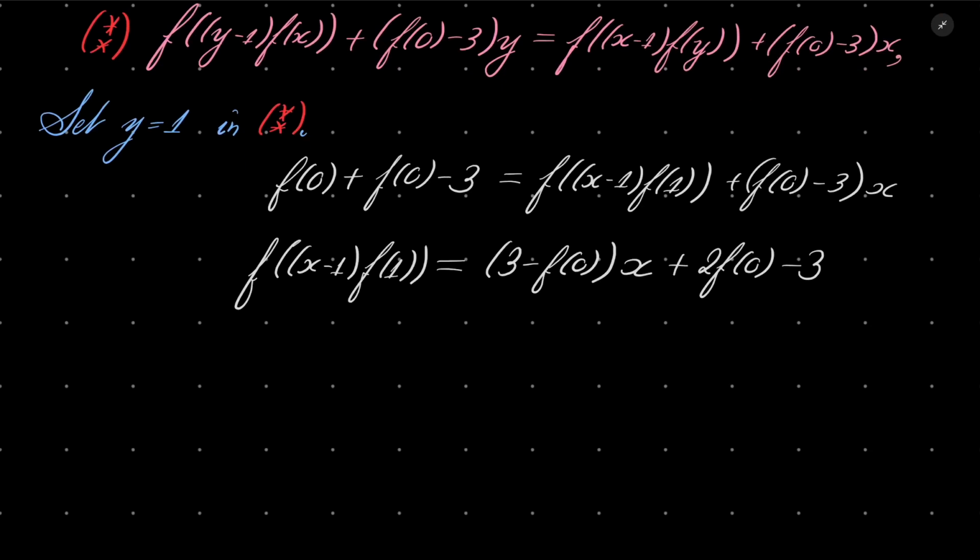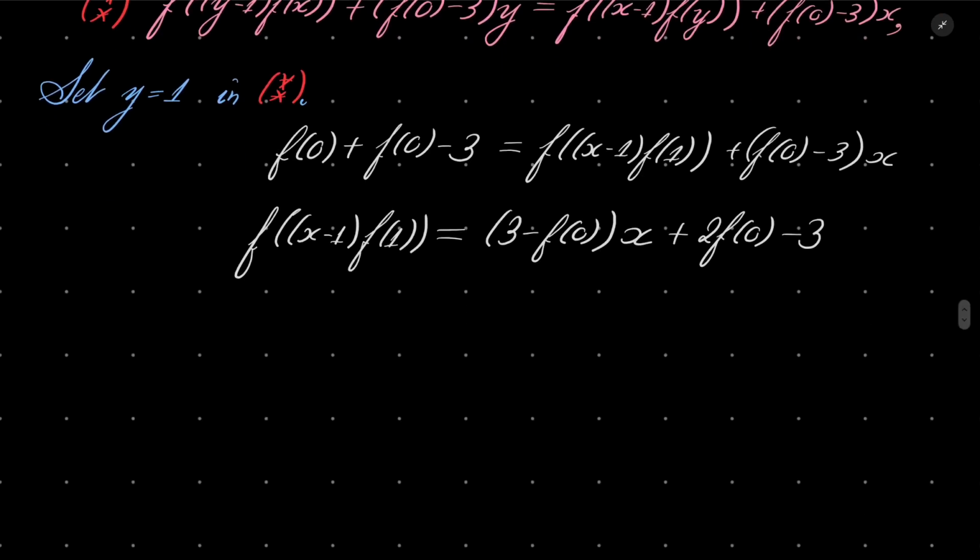Very well. And now let's notice something. Can f of 1 be 0? I claim that it can't. So maybe write it: claim, f of 1 is not 0. Proof.